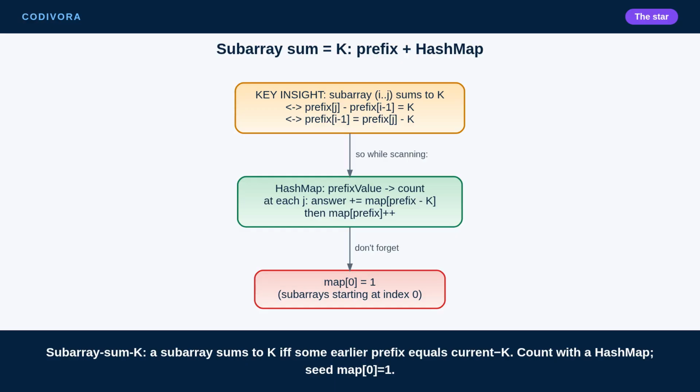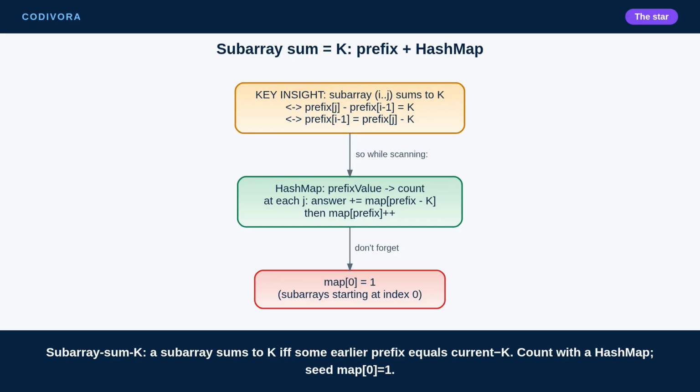Now the star. Count subarrays summing to K, and the insight is 1 line of algebra. A subarray from i to j sums to K exactly when some earlier prefix equals the current prefix minus K. So scan once, carrying a hash map from prefix value to how many times it's occurred. At each position, add to your answer the count of prefix minus K in the map. Then record the current prefix. One pass, O of n, negatives welcome. The trap everyone hits. Seed the map with 0 maps to 1. That accounts for subarrays starting at index 0. Forget it, and every answer is off.